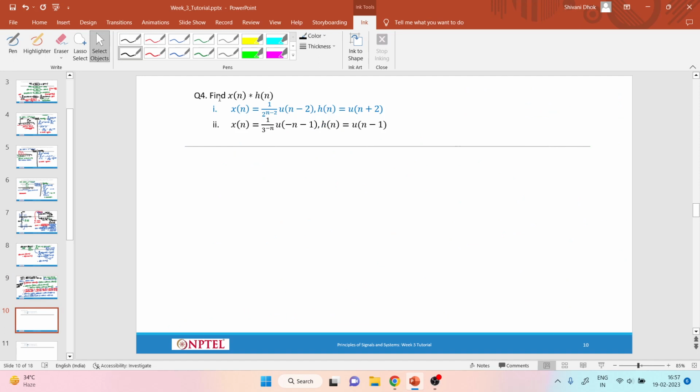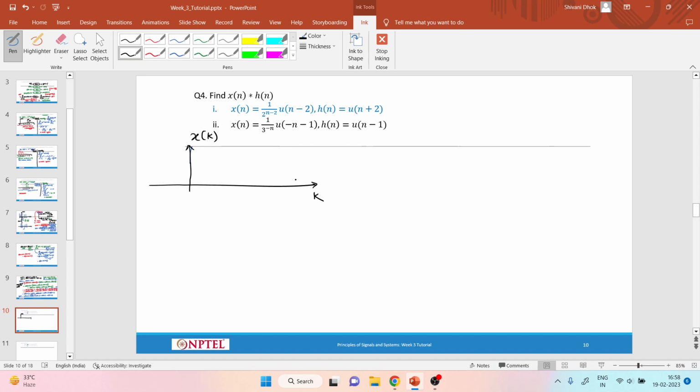So let us look at some more examples for convolution. So the first one is this. There x of n is 1 by 2 to the power n minus 2, and h of n is u of n plus 2. So let us first sketch how your x of k will look.